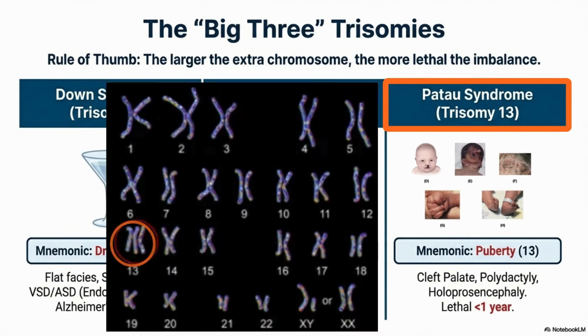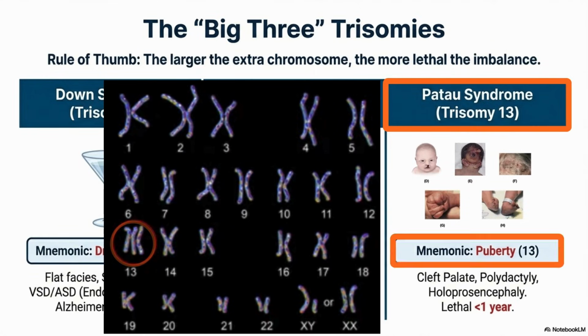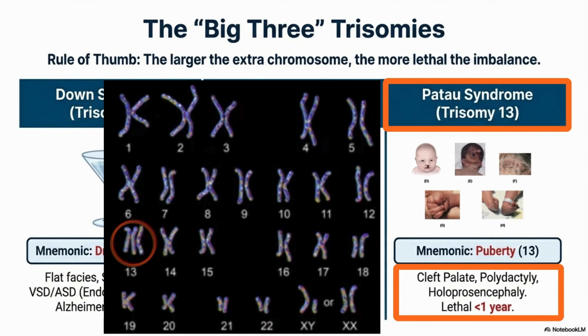Patau syndrome. It is trisomy 13. Mnemonic is P for Patau, P for puberty. Puberty hits at 13 years of age. The key features are P for Patau, P for palate, the cleft palate, polydactyly, and holoprosencephaly.